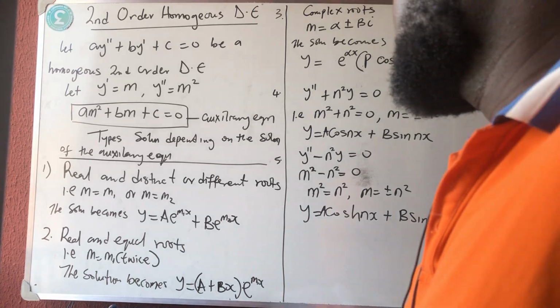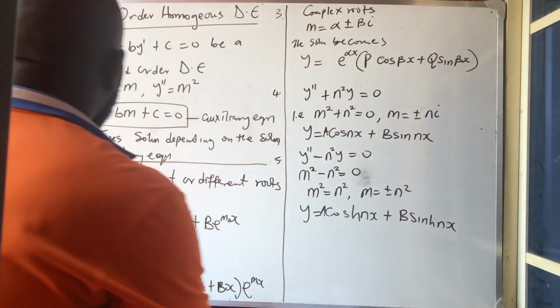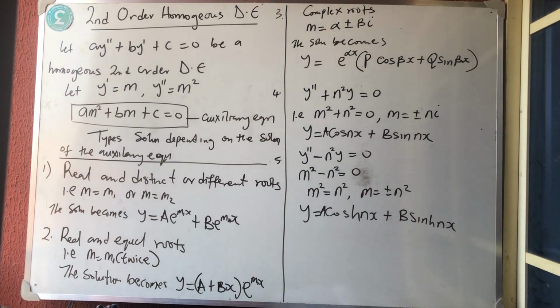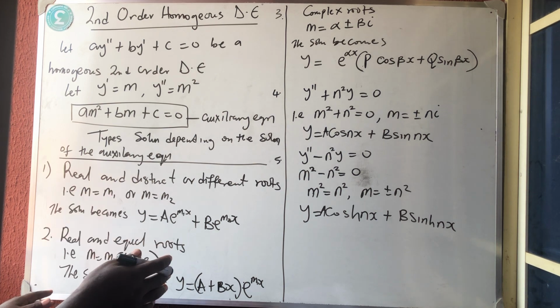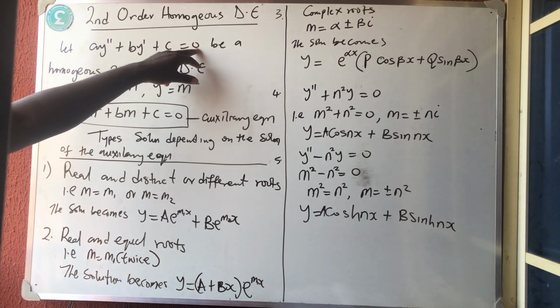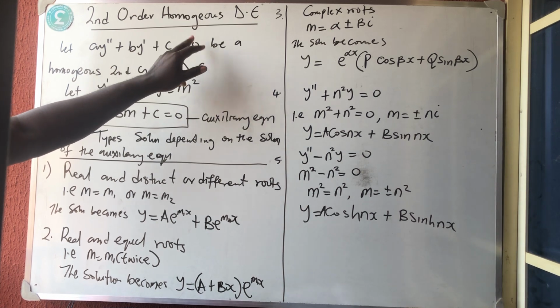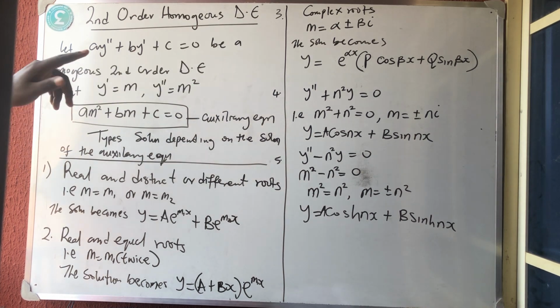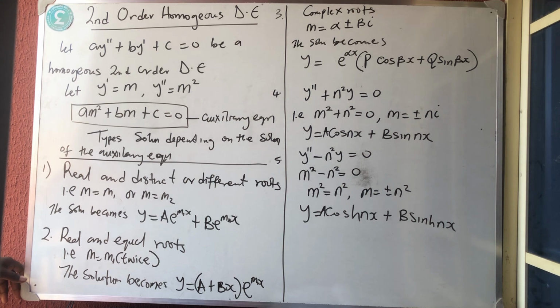Okay, all right. So let's talk about second order differential equations. For second order differential equations, we have two types: the homogeneous and non-homogeneous. The homogeneous part means that the right hand side is going to be 0. But if the right hand side is a function of x, then it is what? Non-homogeneous.